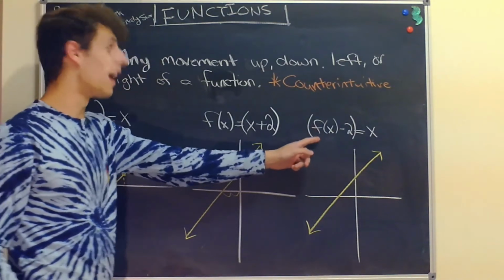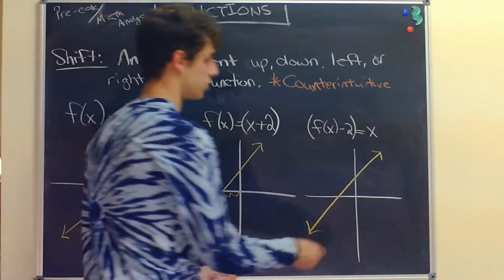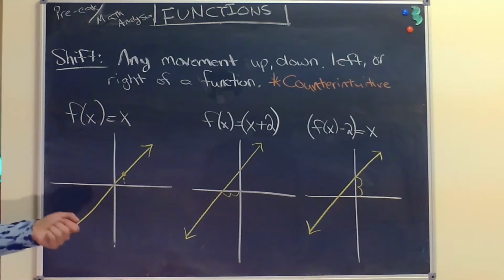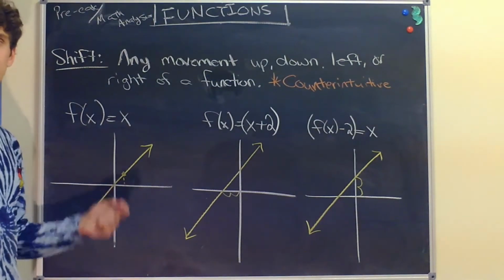Same thing over here. When we replace f of x with f of x minus 2, instead of moving down 2 units, we move up 2 units. So all shifts occur in the counterintuitive direction. Let's look at an example, and then we'll move on to stretches.